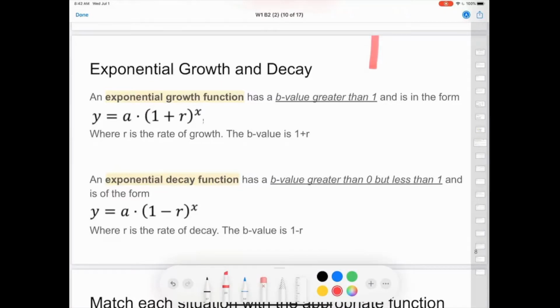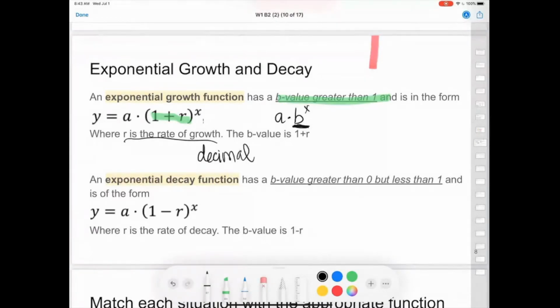An exponential growth function has a b value greater than 1. Keep in mind that when I say b value, I'm talking about this number here, because if you remember, our formula from last time for an exponential function is a times b to the power of x. So this b is being replaced by the 1 plus r. r is the rate of growth, and the b value is 1 plus r. Again, the rate is always expressed as a decimal. I'm going to make a note of that here. So this needs to be a decimal.